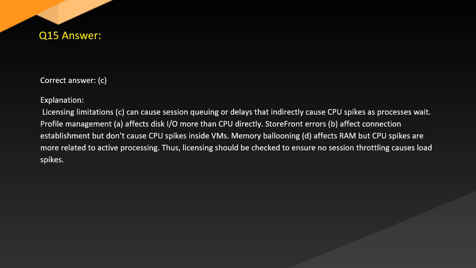Answer. Correct answer: C. Explanation. Licensing limitations (C) can cause session queuing or delays that indirectly cause CPU spikes as processors wait. Profile management (A) affects disk I/O more than the CPU directly. StoreFront errors (B) affect connection establishment but don't cause CPU spikes inside VMs. Memory ballooning (D) affects RAM but CPU spikes are more related to active processing. Thus licensing should be checked to ensure no session throttling causes load spikes.